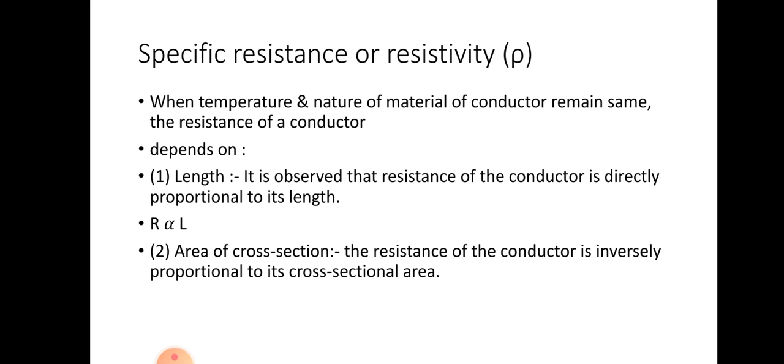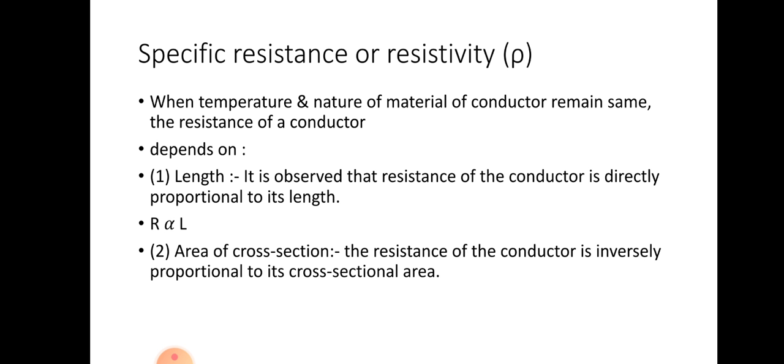What does it mean? That means that resistance will increase when the length is increased, or vice versa. If the length decreases, then the resistance will also decrease. This is the straightforward meaning of directly proportional. Okay, so here, if we keep the temperature and nature of the material of the conductor the same, then length is directly proportional to resistance.